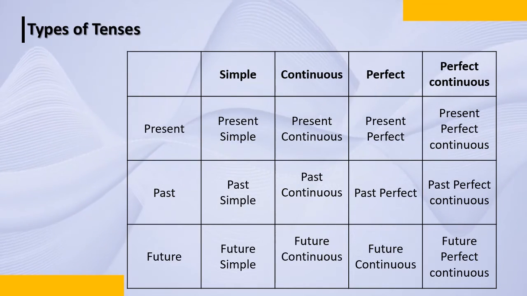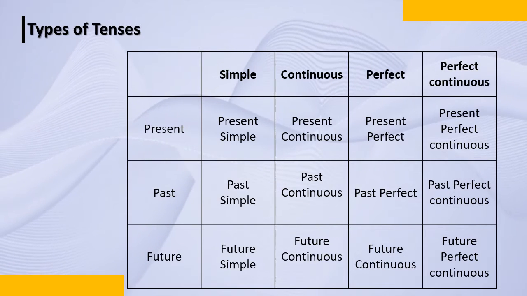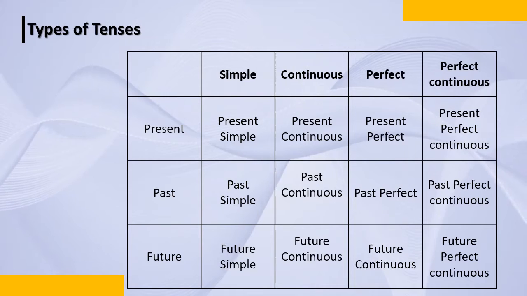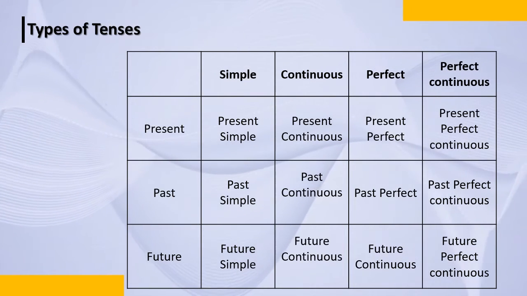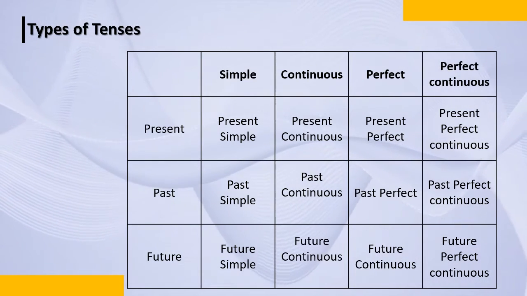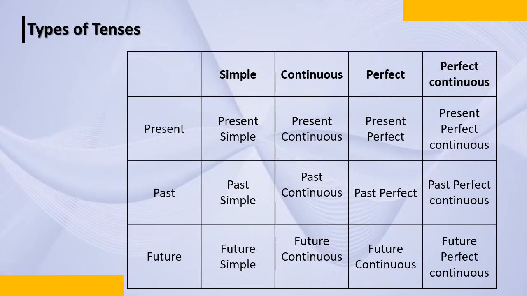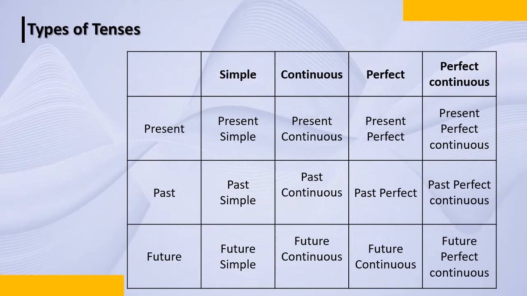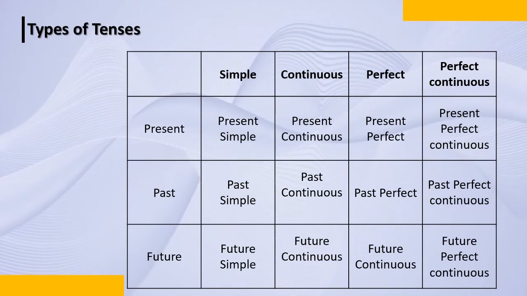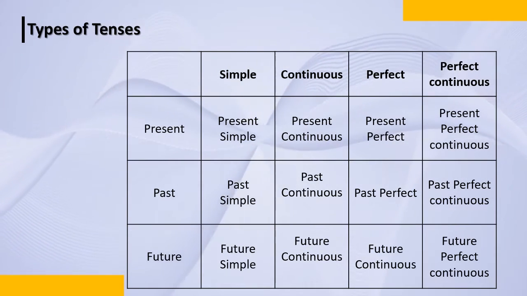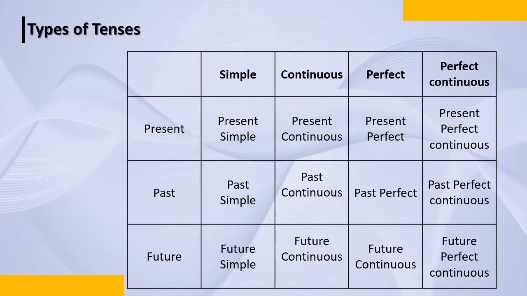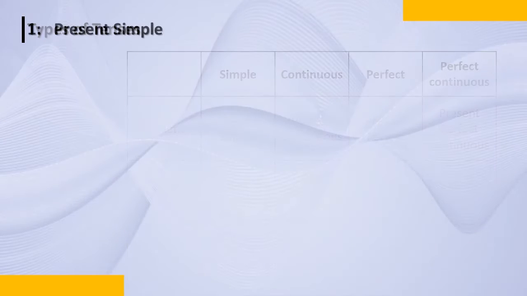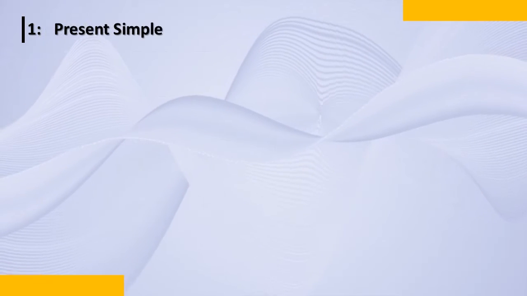Future simple, future continuous, future perfect, and then future perfect continuous. Now let's take up one by one. Present simple. What is present simple?